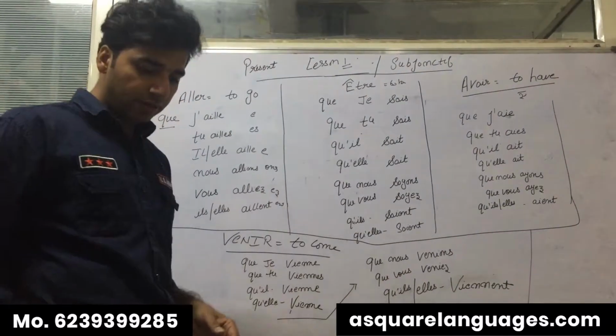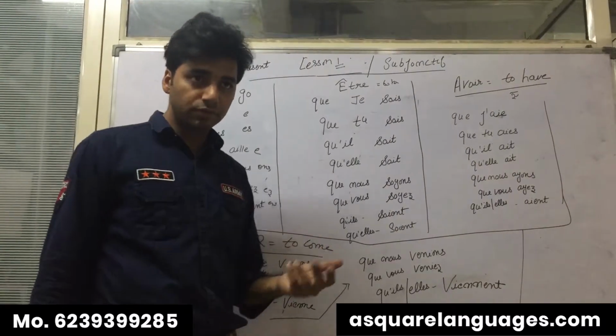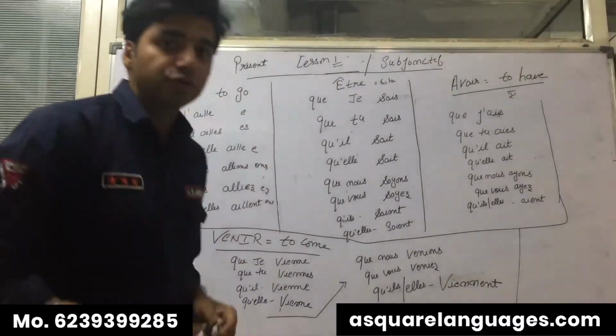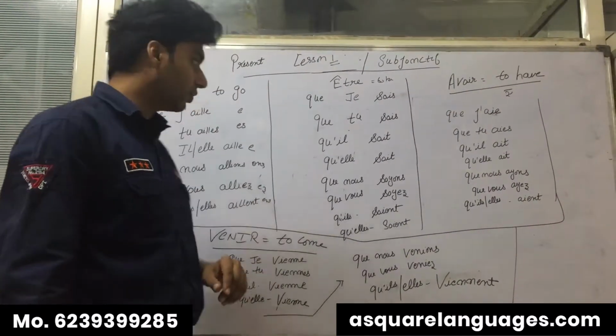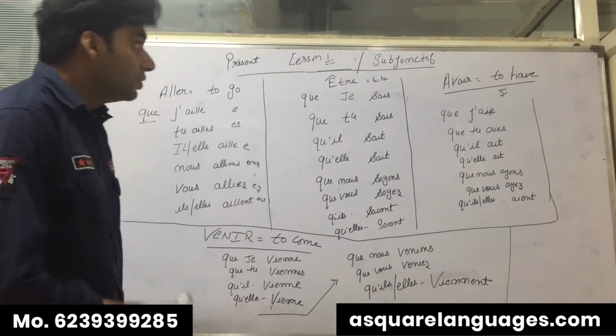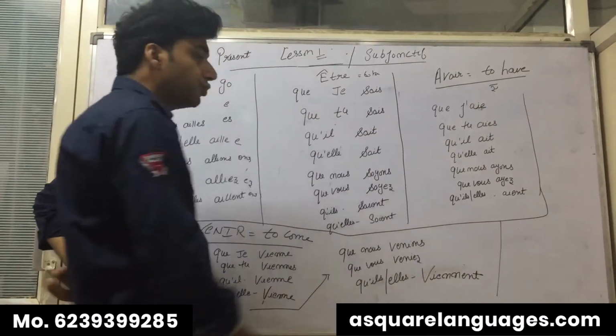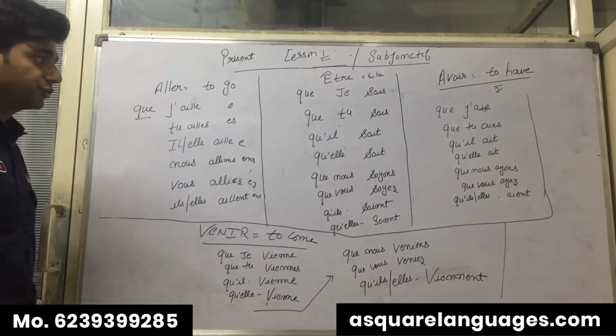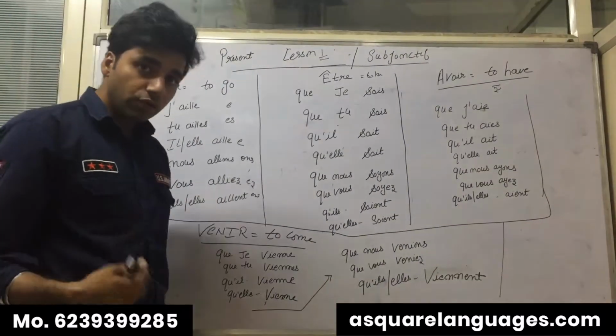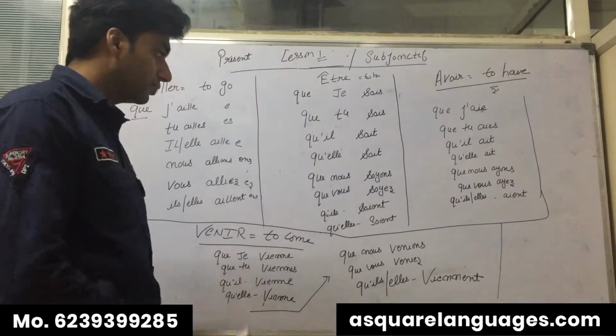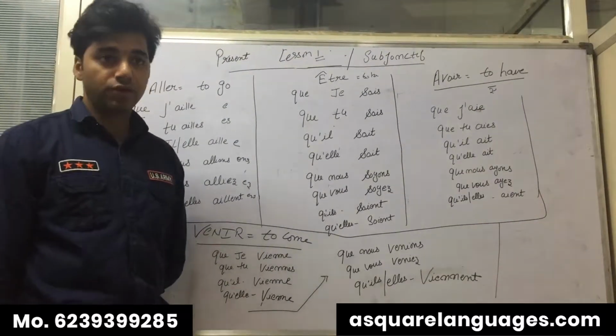Je suis, tu es, il est, nous sommes, vous êtes, ils sont, elles sont. Now, my subjonctif is: que je sois, tu sois, il/elle soit, nous soyons, vous soyez, ils soient, elles soient.